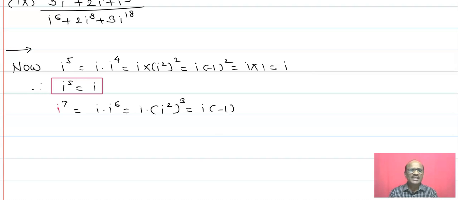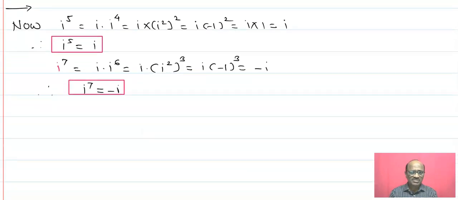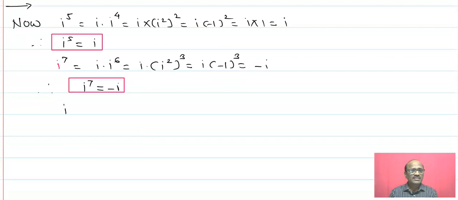i raised to 7 can be written as i into i raised to 6. That is i into (i square) whole cube. But what is i square? Minus 1. Minus 1 raised to 3 means what? Again a minus 1. Minus 1 into i, that is minus i. Therefore, i raised to 7 is minus i.